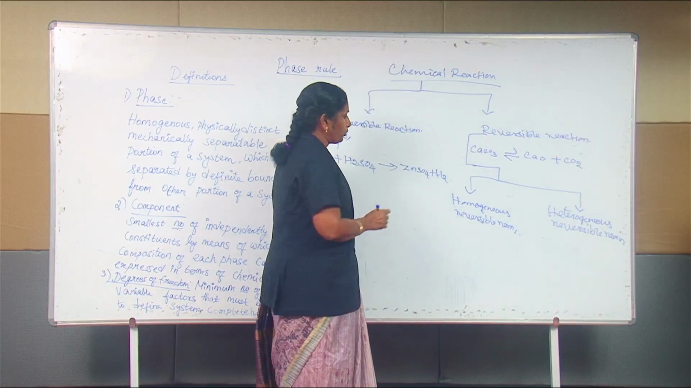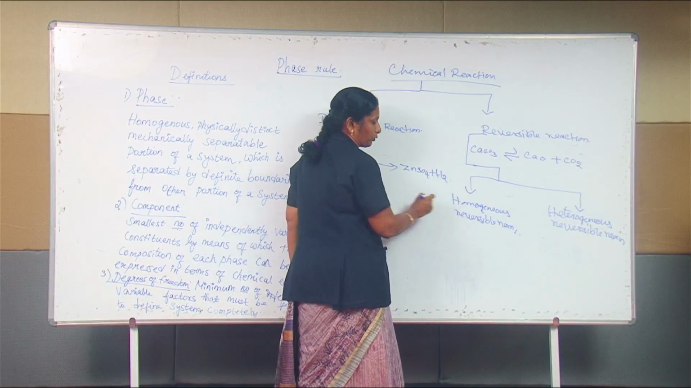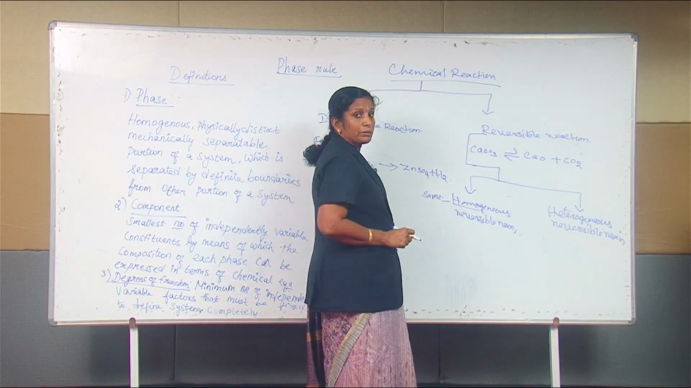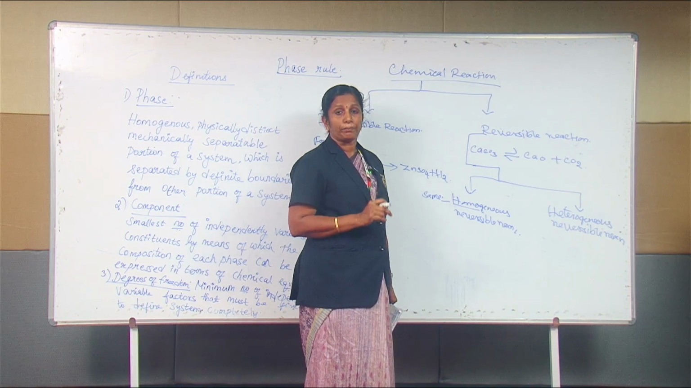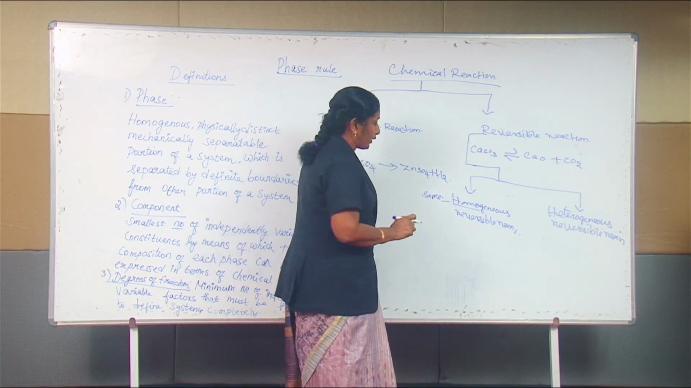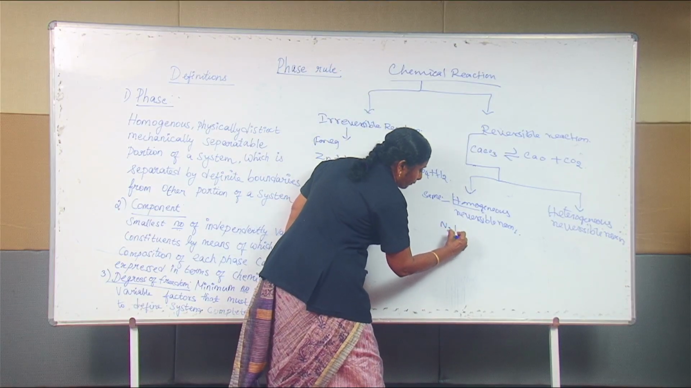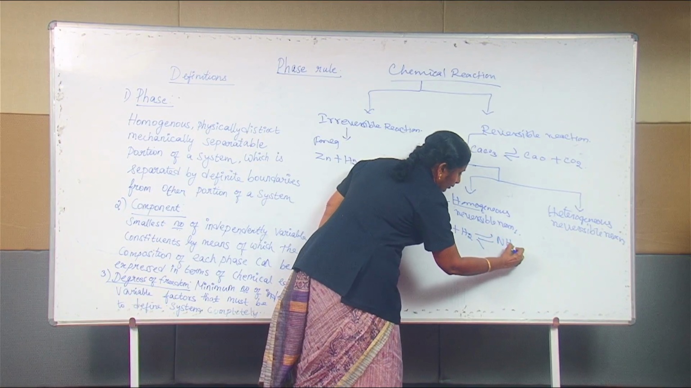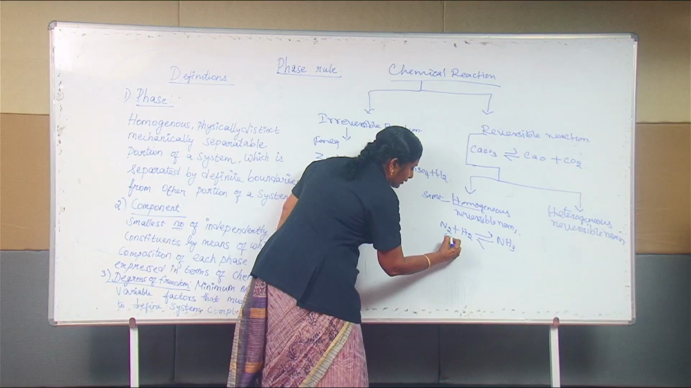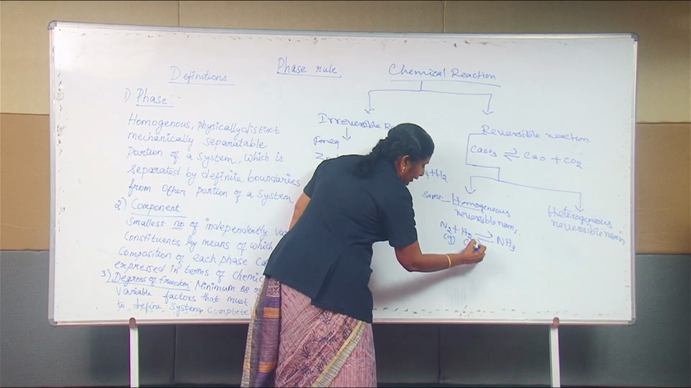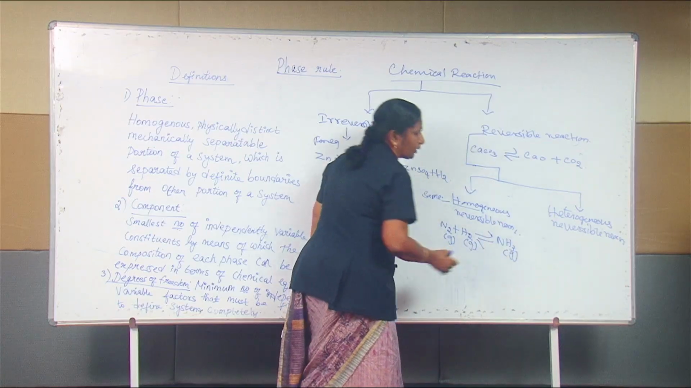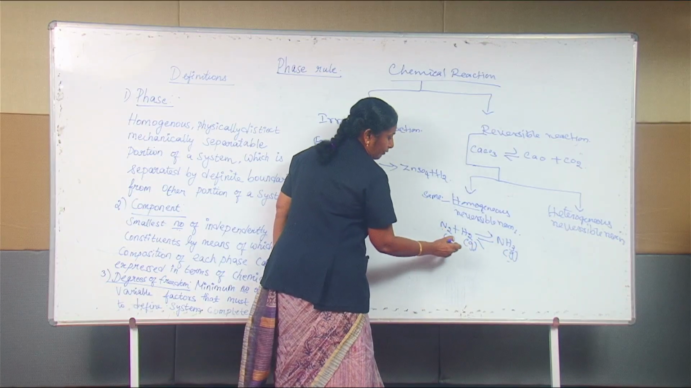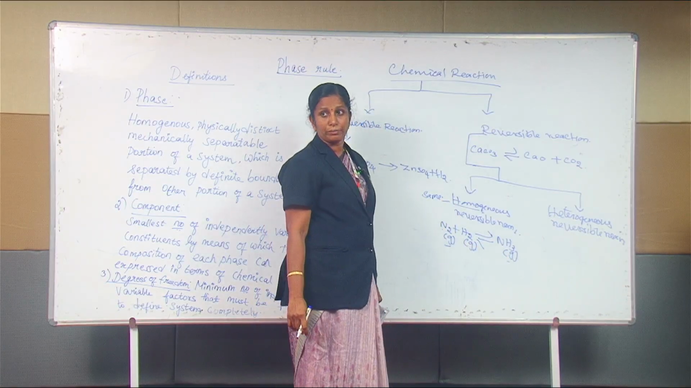First of all, we discuss what a homogeneous reversible reaction is. Homo means same. What does a homogeneous reversible reaction mean? Here the reactants and the products are in the same phase. For example, nitrogen plus hydrogen gives ammonia. In this reaction, nitrogen is in the gaseous state, hydrogen is in the gaseous state, and ammonia is also in the gaseous state. All the reactants and the product are in the same phase. That is called a homogeneous reversible reaction.